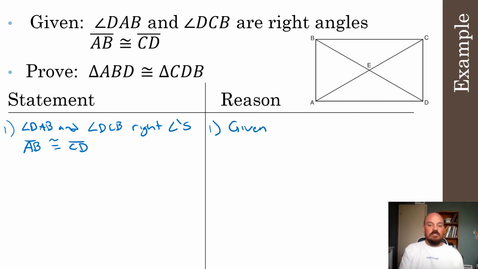All right, let's mark some of that stuff on the picture. Angle DAB is that bottom left corner there, so I'm going to put the right angle marker there. And angle DCB is this top right corner here, so I'll put the right angle marker there. And then AB, which is the left side over here, is congruent to CD here. All right, so we got our given. We got our information marked on the picture.